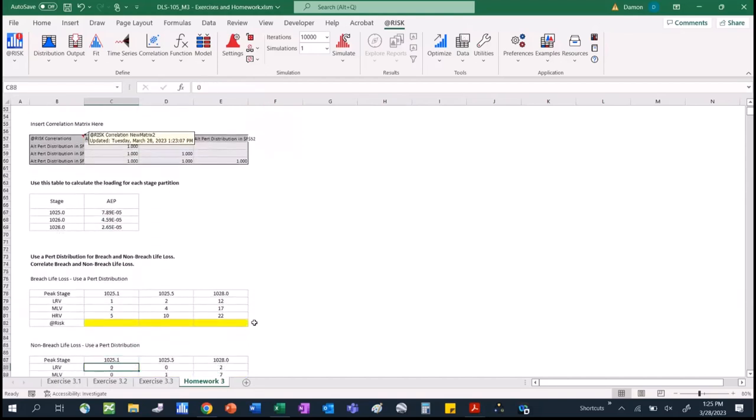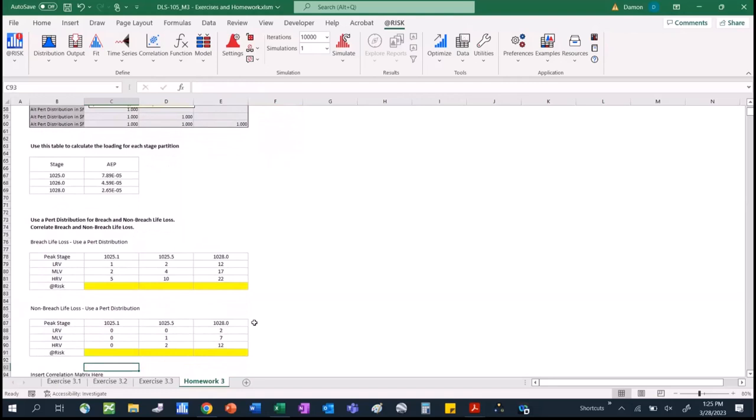So now I've got two-thirds of the risk equation. The last part, I need to set up correlated distributions for my breach and non-breach life loss.